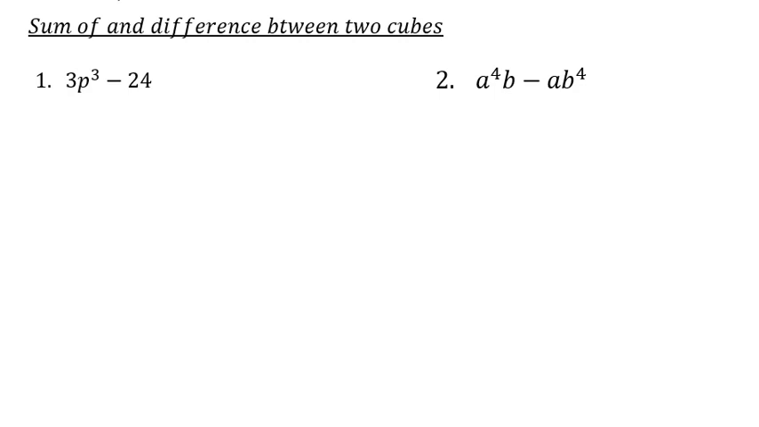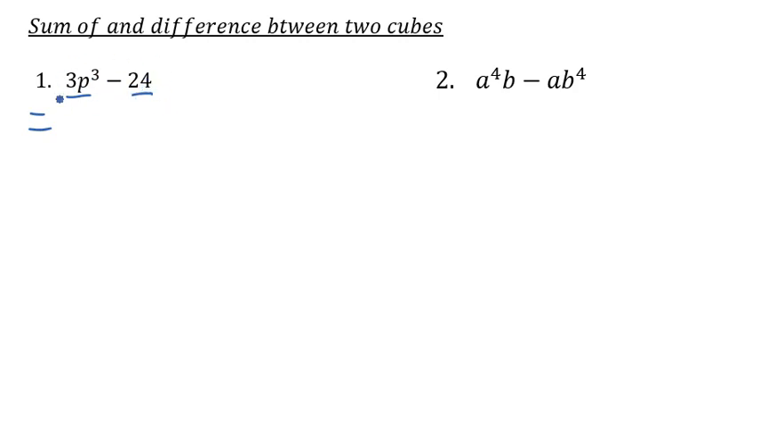Let us factorize the sum of and the difference between two cubes. Alright, so problem number one. First of all, when you factorize, you need to look at the terms that you have, the number of terms. In this case, we are having two terms, 1, 2. So we must first check if we have a common factor.